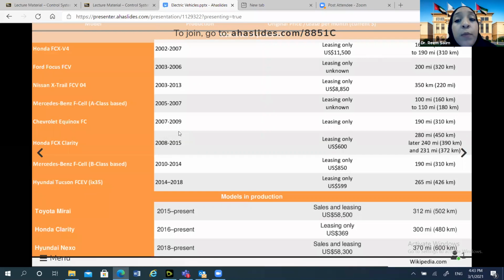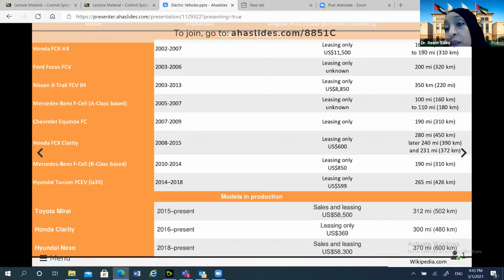Most of them were available for lease only. They were not available for purchase. So this is the amount of lease in the US per month. For instance, the Honda FCV was leased for around $11,500 per month, which was pretty expensive. However, the Honda FCV Clarity was leased only for $600 per month, which was much more affordable than the FCV.